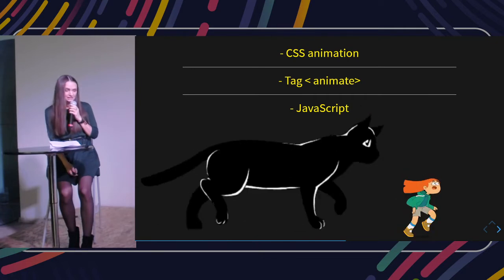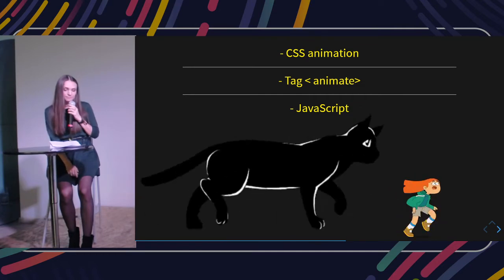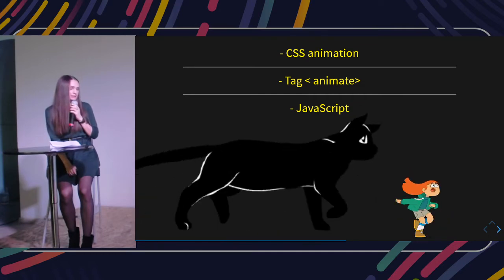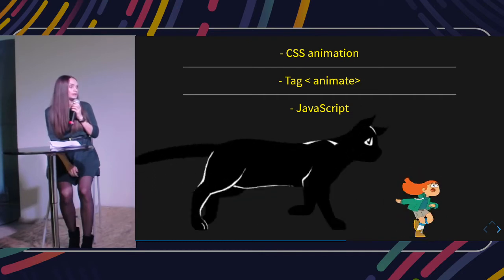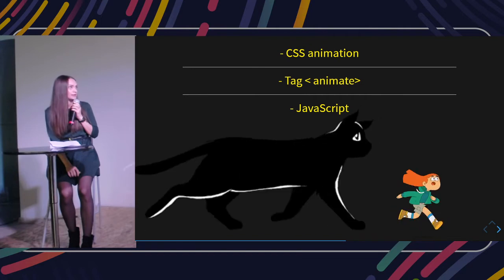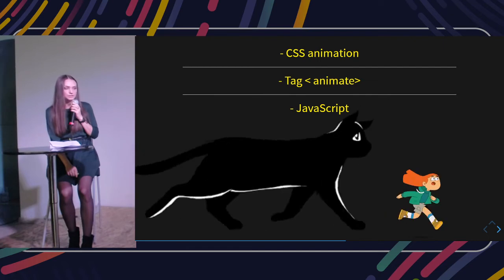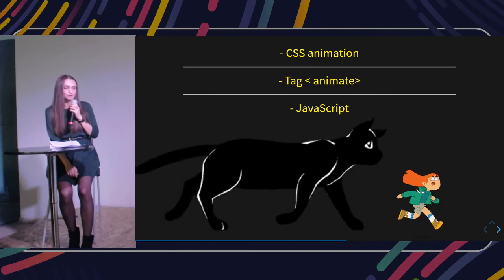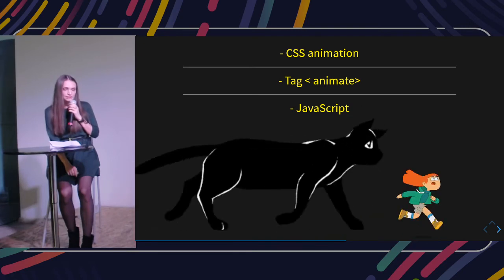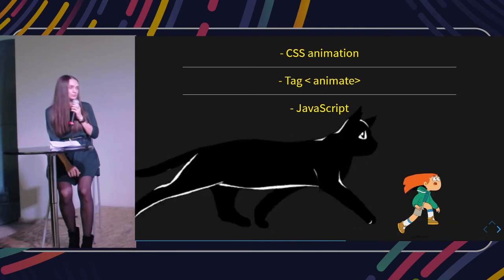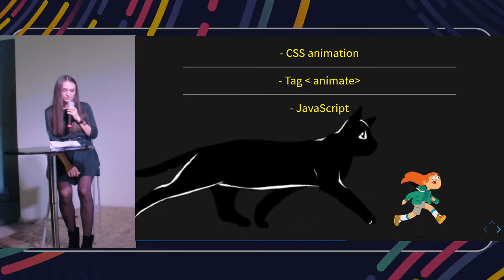For animating and interacting with SVG, CSS is used for simpler animation. The animate tag I do not recommend using, because this method is likely to be removed from browsers in the future.